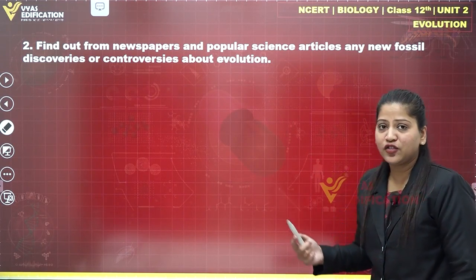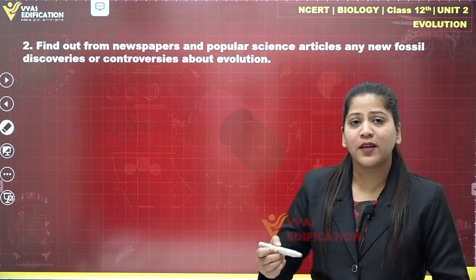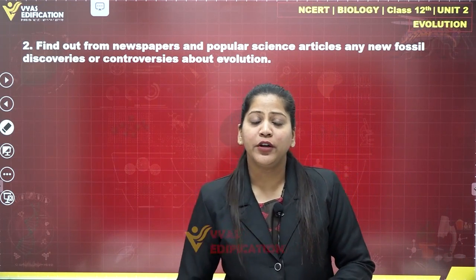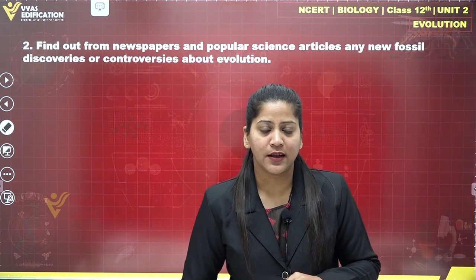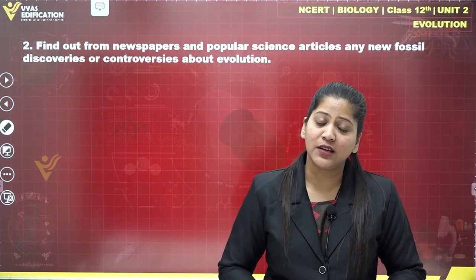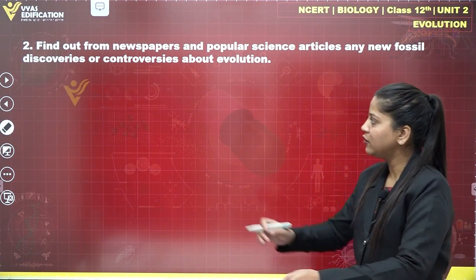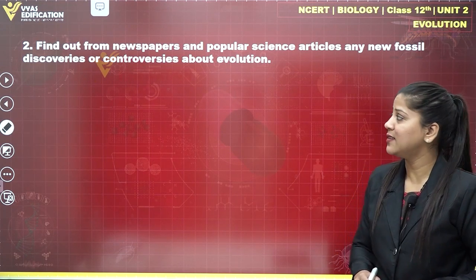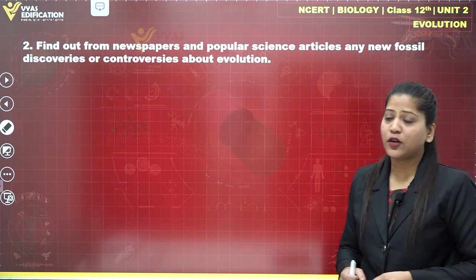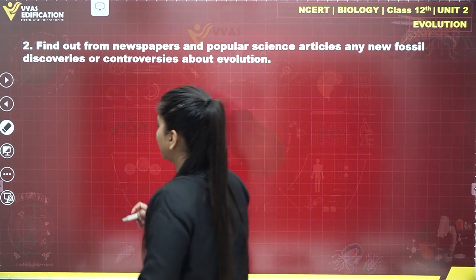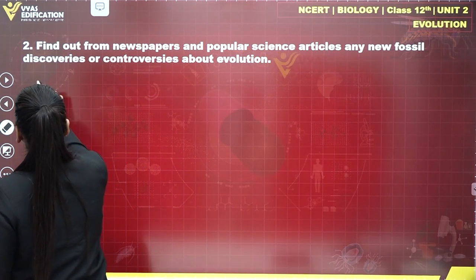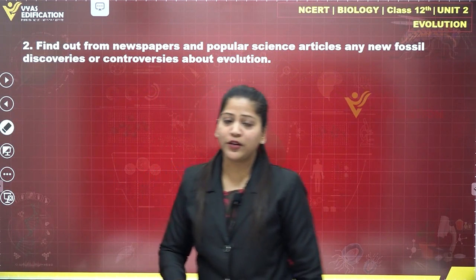Confuciusornis is actually a crow-sized bird which lived during the Cretaceous period in China, a genus of extinct, primitive birds. So this is what we have according to newspaper and popular science articles, discoveries and controversies about evolution in recent times. So let's write the answer to this question.